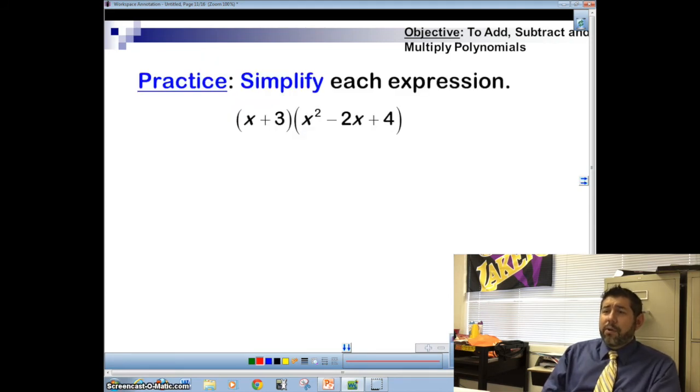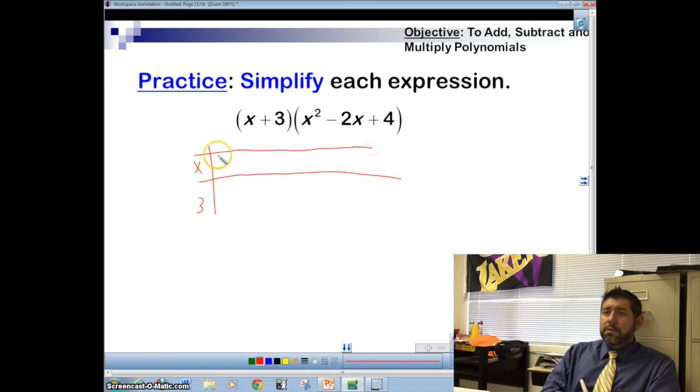I only got a couple more, guys. Actually, it's not too long. So why don't you practice this one here? I'm going to go ahead and write it out using my box method here. Okay, x and 3. X squared, negative 2x, and 4. Different color here. X cubed, negative 2x squared, 4x, 3x squared.